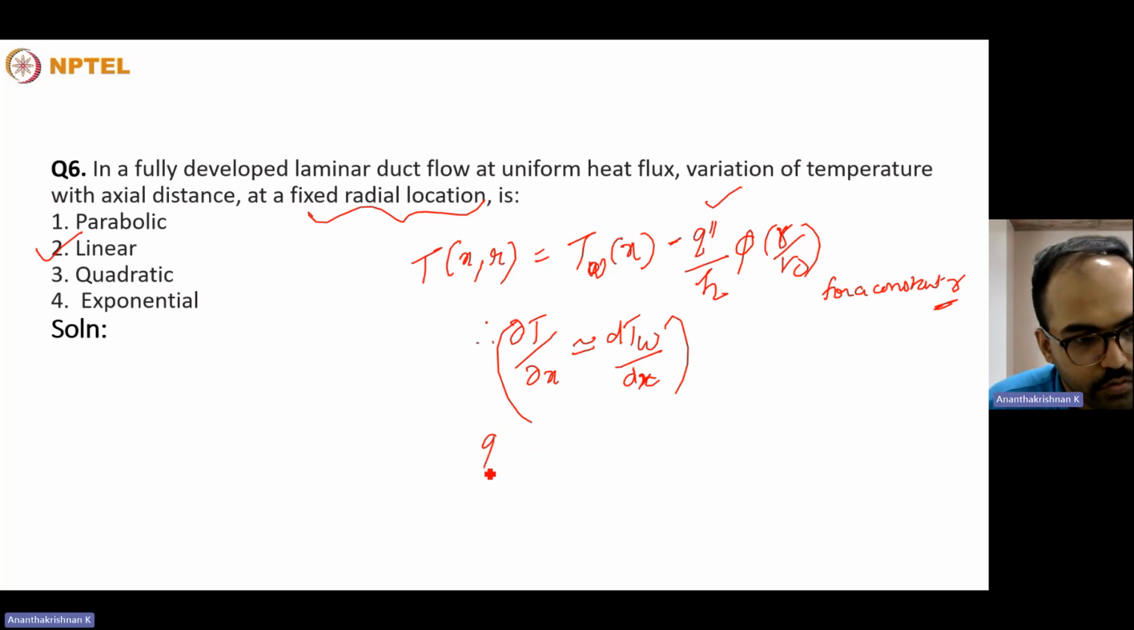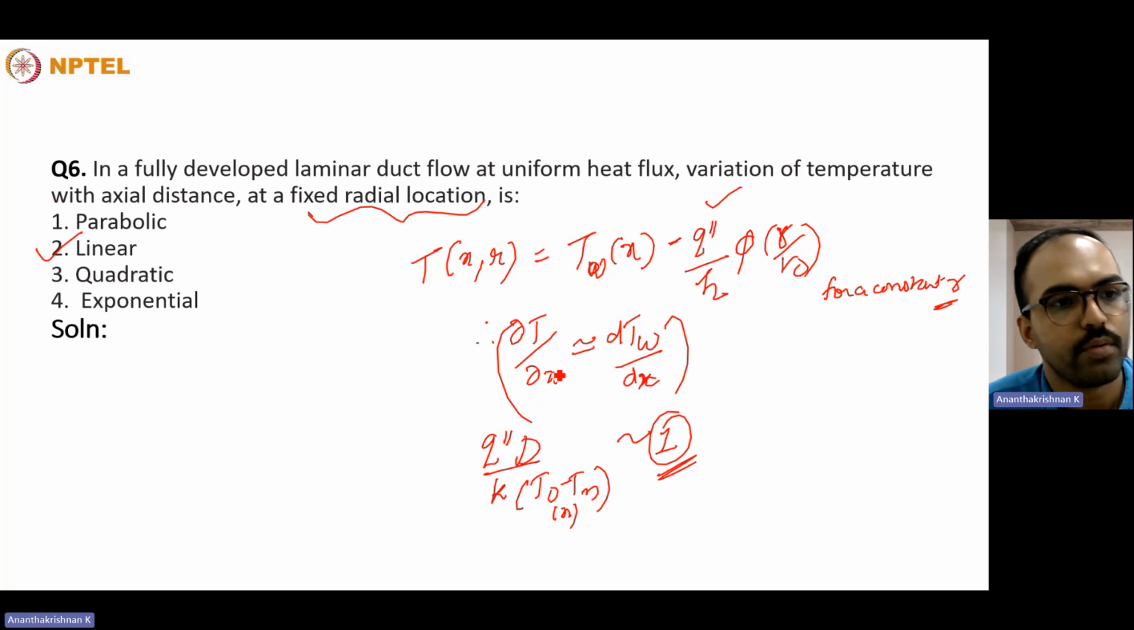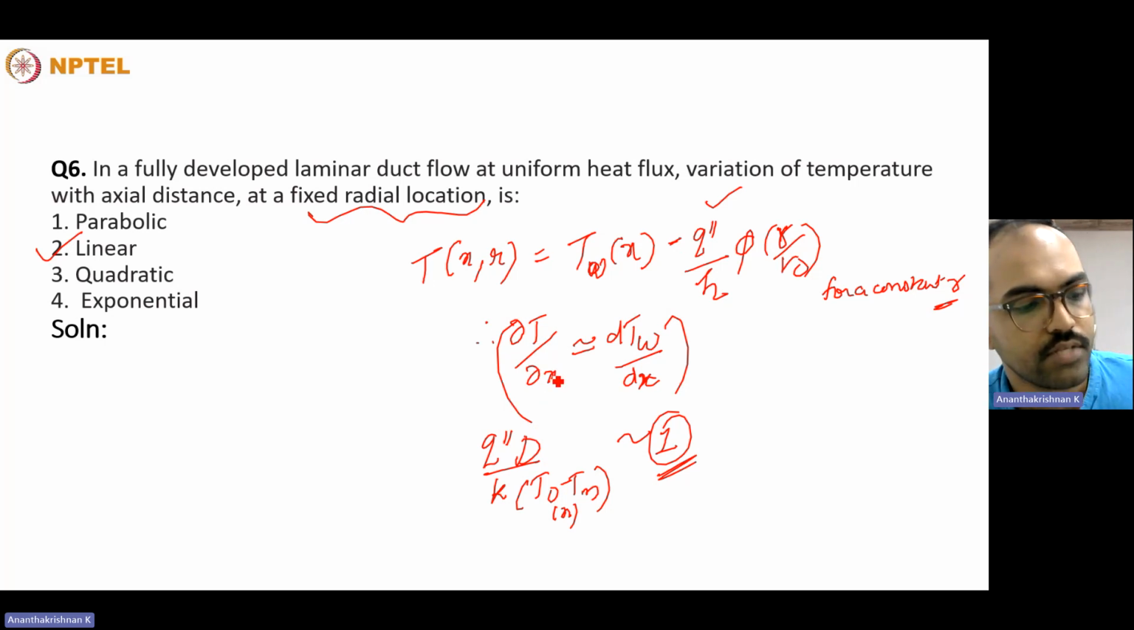from the heat flux equation, what we could write is q double dash equals the heat transfer coefficient h. So this is equal to q double dash d divided by k divided by the wall temperature minus the mean temperature at a particular x, which is of the order of 1. That's why we have seen the Nusselt number for the constant heat flux case for a circular tube is 4.36, and for parallel plates it's somewhere around 8.2.